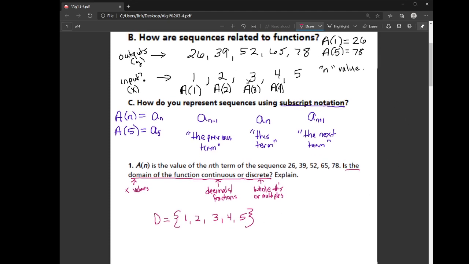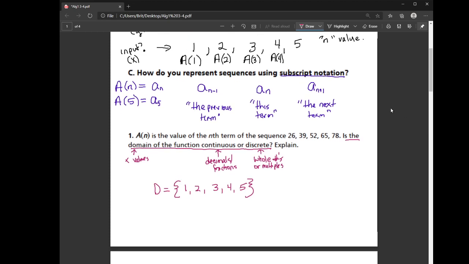If I'm listing off numbers like this, and I'm listing off their positions, I can't have a 3.5 in here, can I? Like if you're in line to go buy ice cream, you can't be half a person in line. You are either the 3rd person in line or the 4th person in line. So that means this is a discrete domain. And again, that's because x is describing a position.